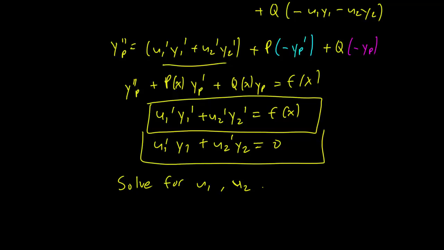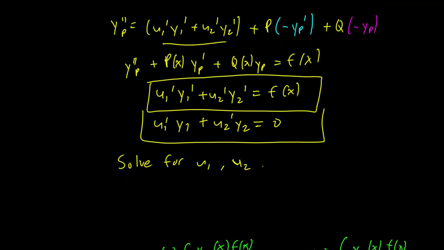I'm actually going to assign this as a homework problem to solve for u1 and u2, but it's fairly straightforward. You just have two equations and two unknowns. But we'll probably do this in class. And at the end of it, we get a formula for yp, and the solution will look something like this.